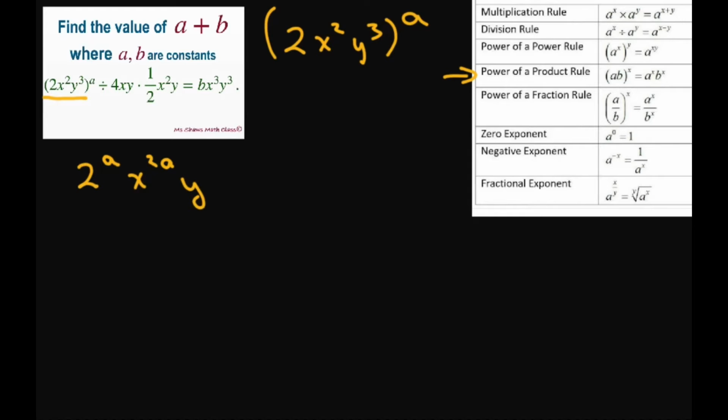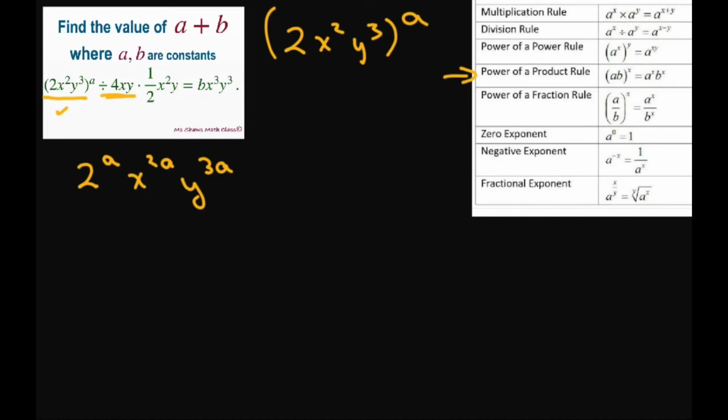This part here, we have 2x squared y cubed to the power of A. And I'm going to use my power of the product rule. So that's going to be 2 to the power of A, x to the power of 2a, and y to the power of 3a. So that's this part.